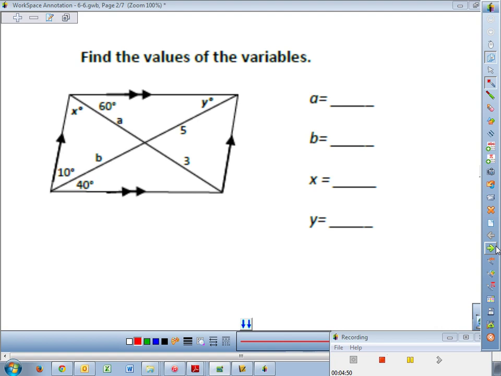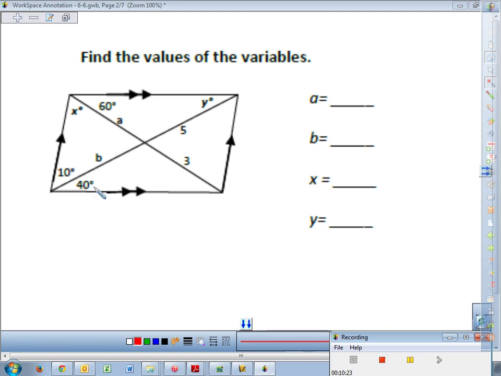Next, let's find A, B, and C. Is this a parallelogram? Yay or nay? How do you know? Two pairs of parallel sides. This is a parallelogram because we got the two pairs of parallel sides. Let's find A, B, X, Y. Go for it. What do you want to find first?